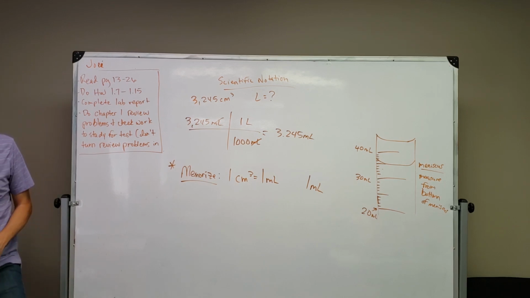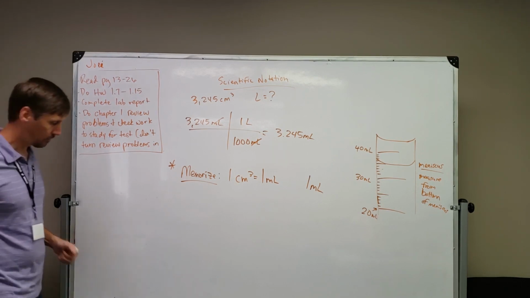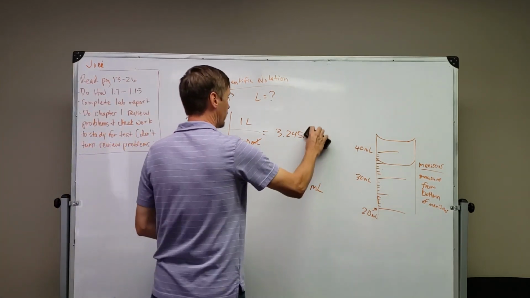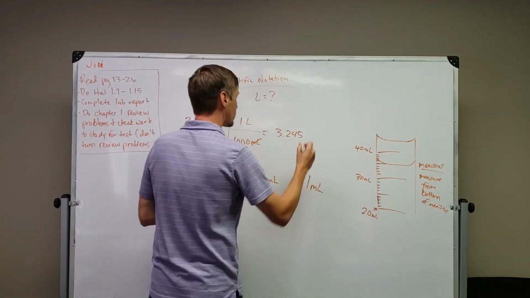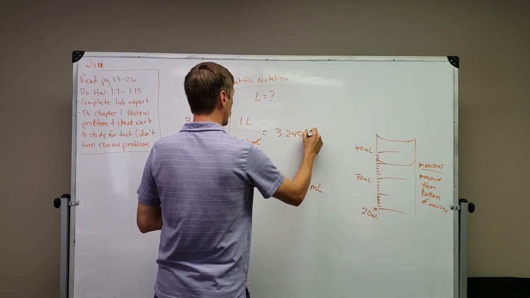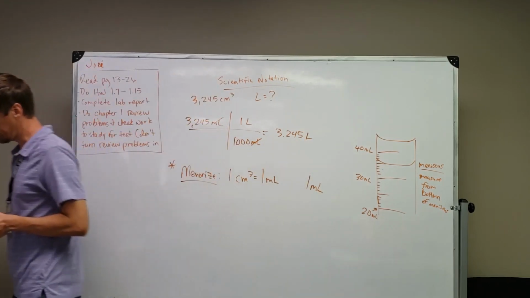Any questions about that? Wouldn't it be 3.245 liters instead of milliliters? Did I write milliliters? Oh, good catch. Yep, 3.245 liters. We were converting to liters.